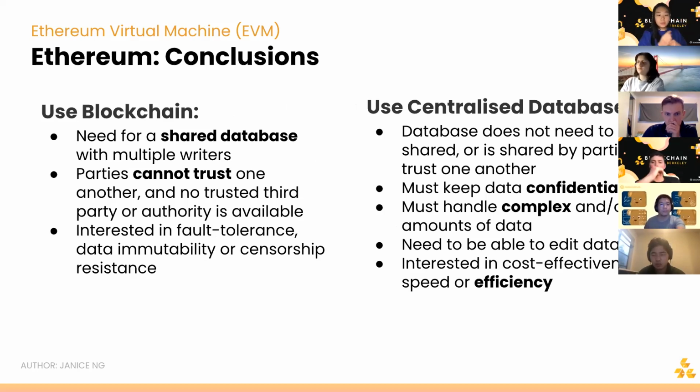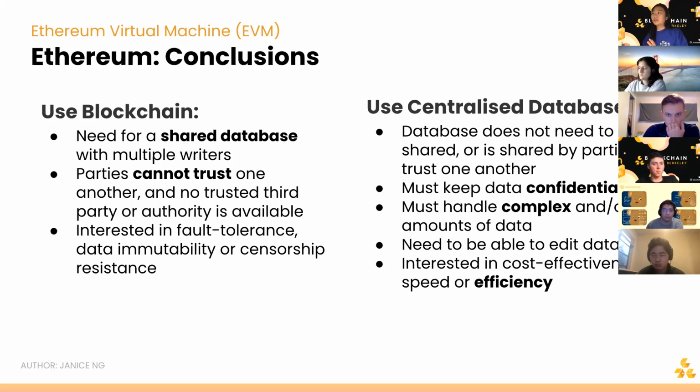So here's a little comparison: why would you use blockchain and when would you use a centralized database? You don't have to use blockchain for everything, as much as the news tells you. Use blockchain when you need a shared database with multiple writers, mostly with parties you cannot trust, and when there's no trusted third party or authority available. You also use blockchain when you're interested in fault tolerance, data immutability, or censorship resistance. And we'll see a ton of use cases later that use blockchain and have a good reason for it, in one slide.